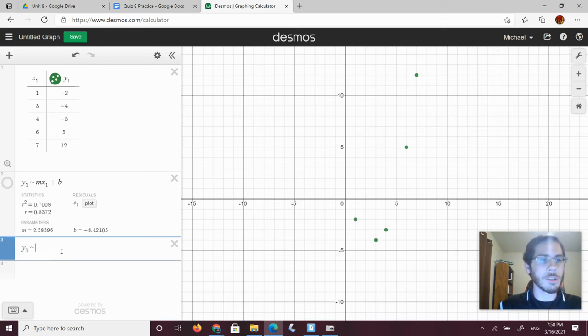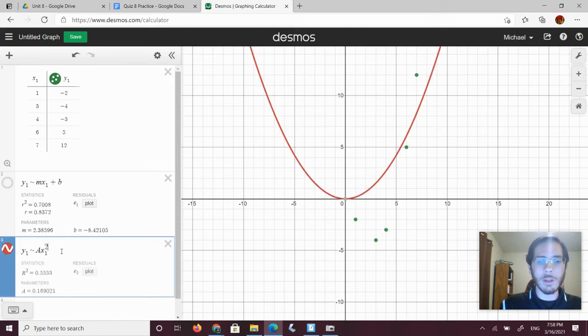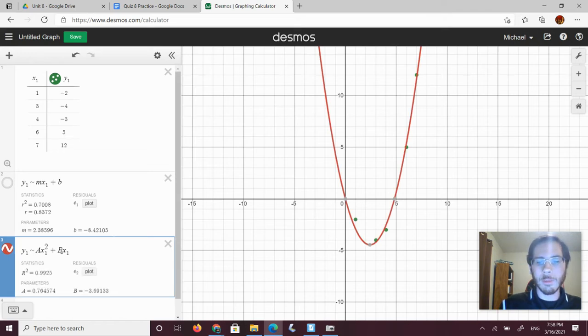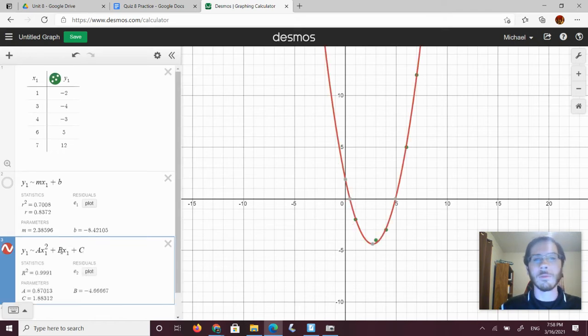So y1 tilde ax1 squared plus bx1 plus c. And you'll notice I did use all the capital letters. That's important for Desmos because Desmos will see the little b as a different number than the capital B. If you do them both at the same time and you keep them both either little b's or big B's, then these two numbers are going to be the same and you're not going to get the right answer for the second one. So I kept them all as capitals.